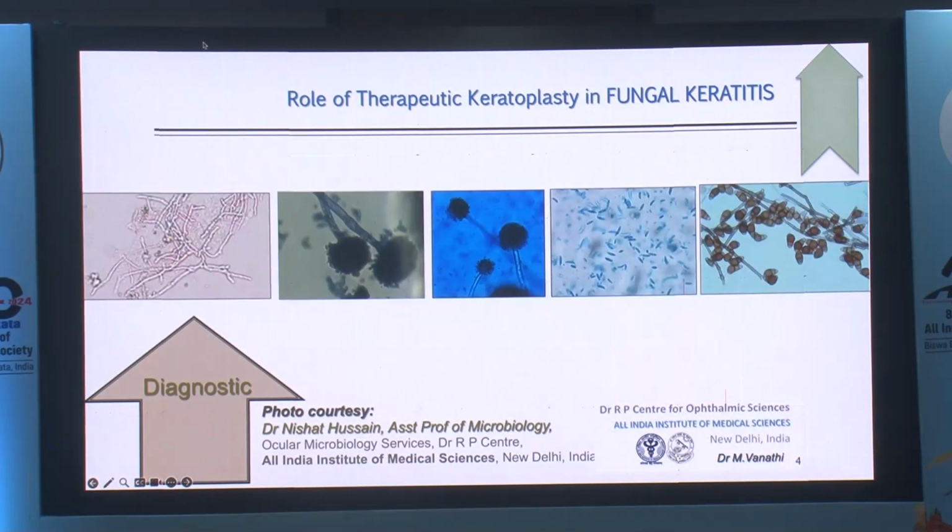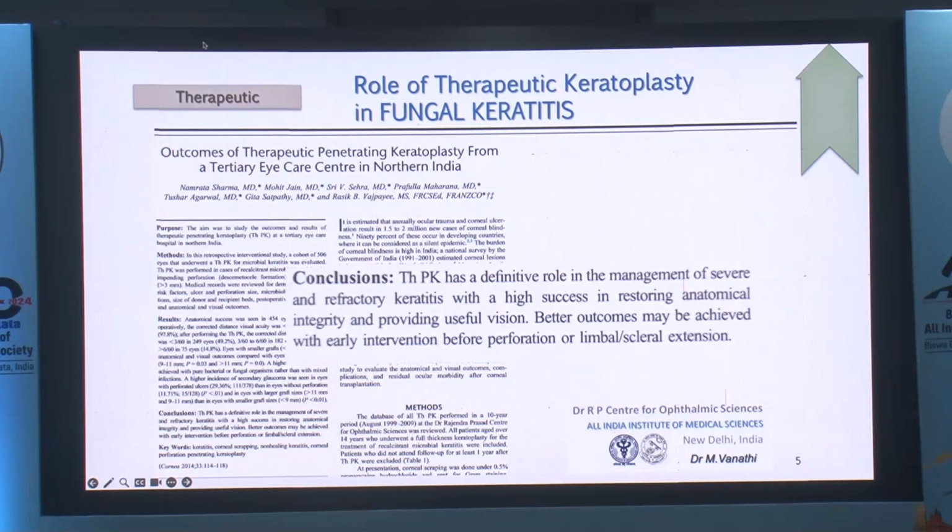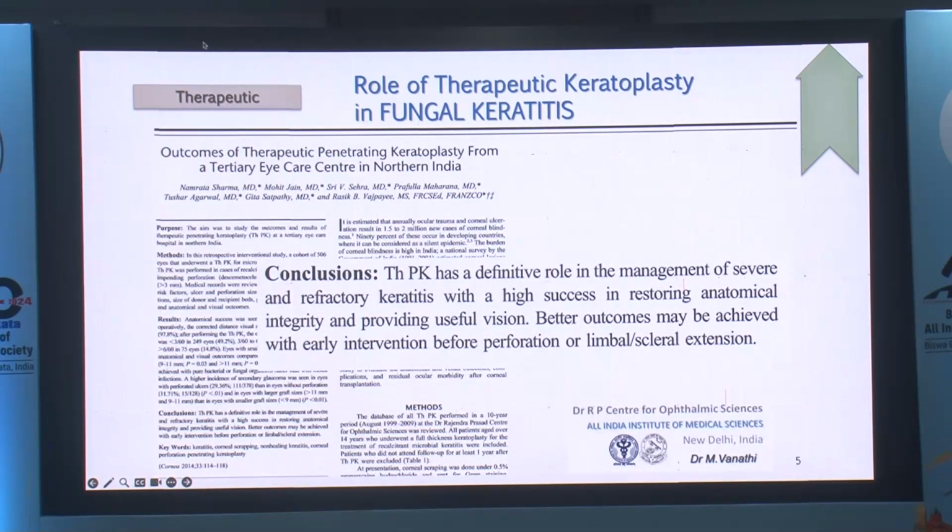So I think Uma covered most of the diagnostic approaches, and Dr. Charu also detailed how you would go about the microbiological diagnosis. This is a fantastic paper which talks about outcomes of therapeutic keratoplasty from a tertiary care center in northern India. Therapeutic penetrating keratoplasty definitely has a role in managing both severe and refractory keratitis, and helps in restoring the tectonic integrity and the anatomical integrity.